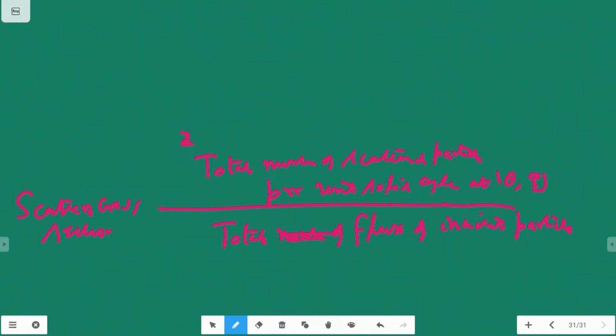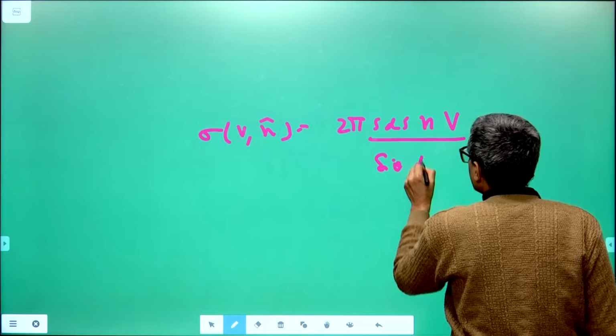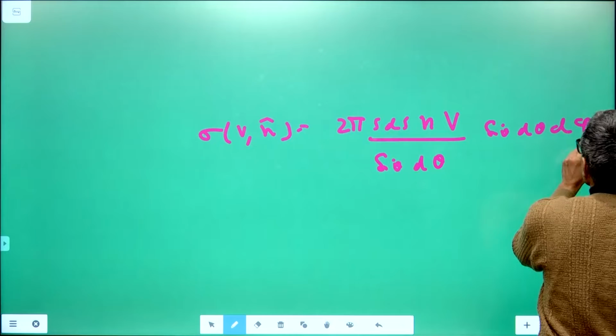It will depend on the initial velocity of the particle, the speed of the particle, and it will depend on the final direction of the scattering. Sigma is a function of v and theta phi, or equally it is a function of v and the unit vector along which the final scattered particle goes. So if you calculate this, how much does it come out to be? Sigma of v n cap is equal to 2 pi s ds into n, the number of particles per unit volume going with a velocity v. So that is the incident flux, and all these particles go to sin theta d theta d phi, and you can put a 2 pi here.